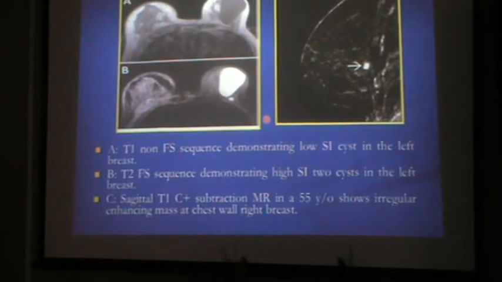Normal breast MRI. This is an example of normal breast MRI. This is a T1 weighted image sequence demonstrating a low signal cyst in the left breast. T2 with fat saturation demonstrates high signal intensity of the cyst; this is the big one and this is the small one in the left breast. Sagittal T1 with contrast and subtraction MRI in a 55 year old shows an irregular enhancing mass at the chest wall of the right breast.